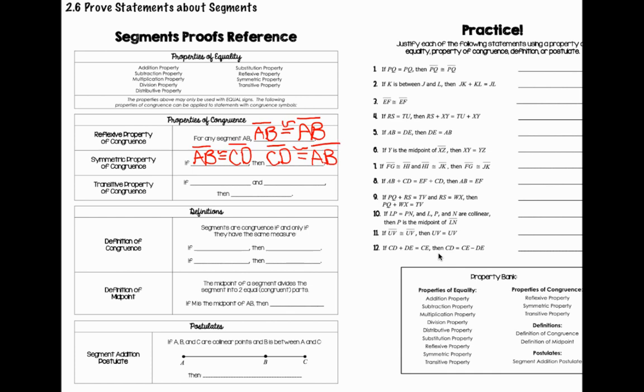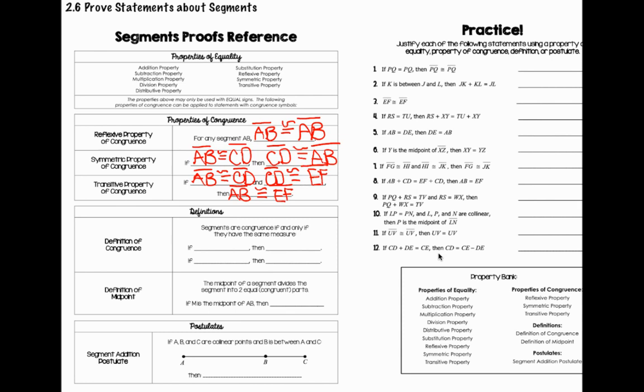Okay, and then there's also a transitive property. So if AB is congruent to CD and CD is congruent to EF, then AB is congruent to EF. So it's just like if A equals B and B equals C, then A equals C.